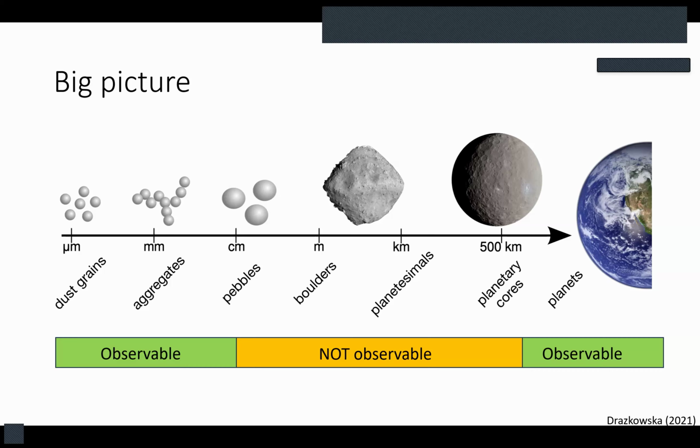We have a constraint on the last stage through the discovery of exoplanets, and we have a constraint on the very first stage through the observation of protoplanetary disks. All the intermediate steps are purely theoretical, and heavily depend on the building blocks before that. So understanding the process at the first stage is very crucial to understanding the whole process.